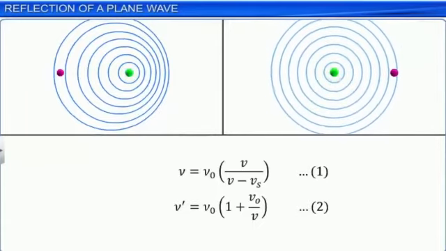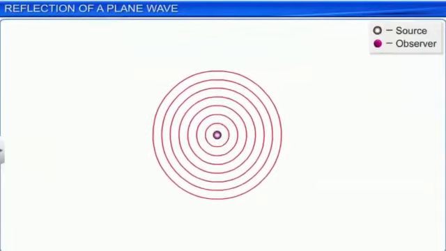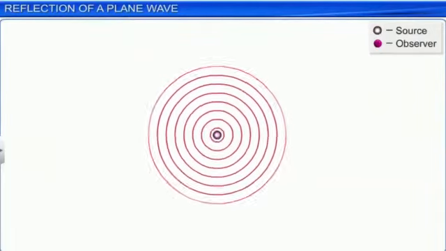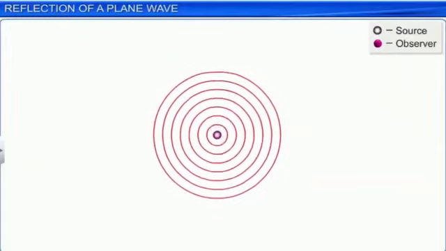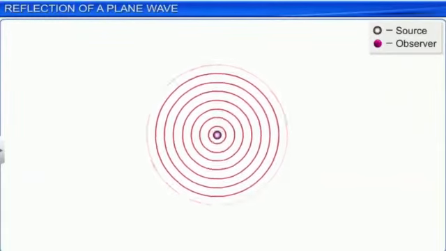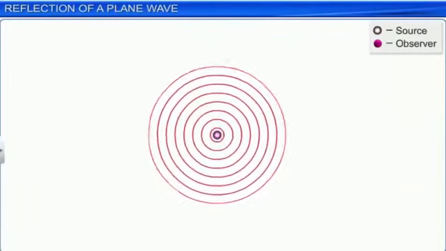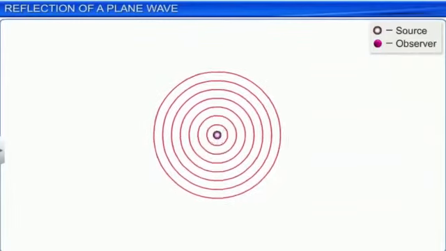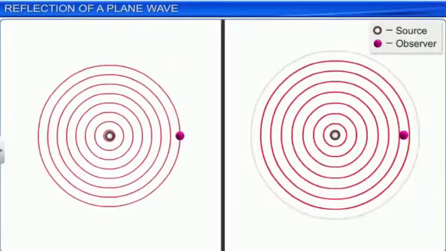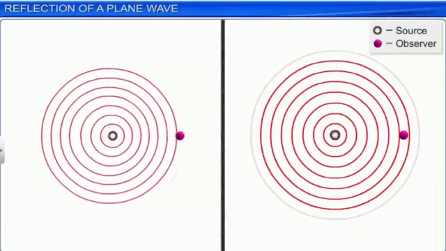Thus, in the case of sound waves, since the velocity of the sound wave and the source is relative to the medium in which they propagate, the effect on the frequency is different when the observer moves away from the source and when the source moves away from the observer. But this is not true in the case of light waves. Let us now understand the reason for this.